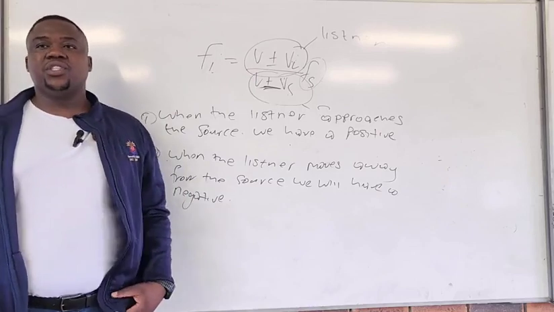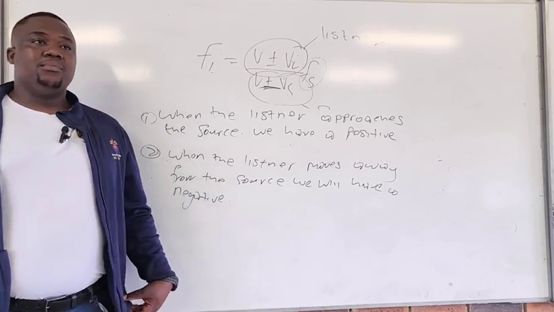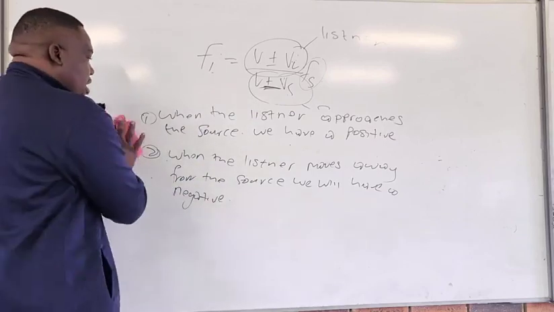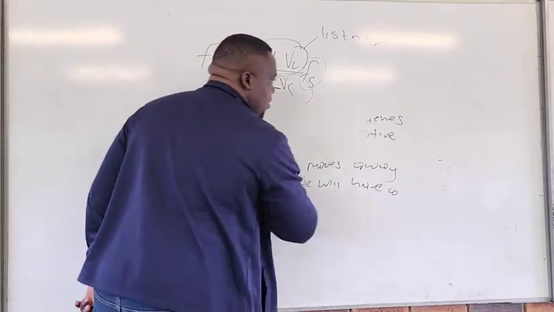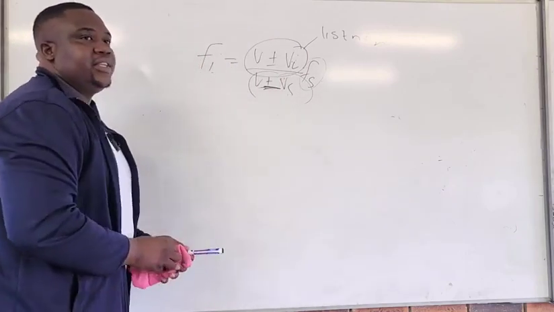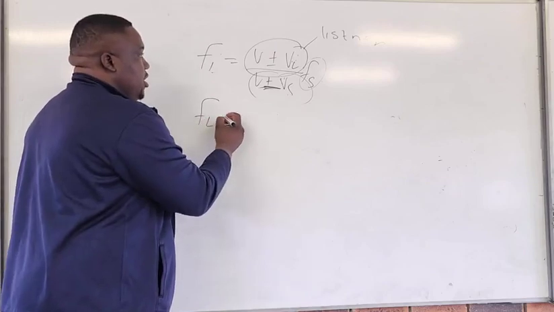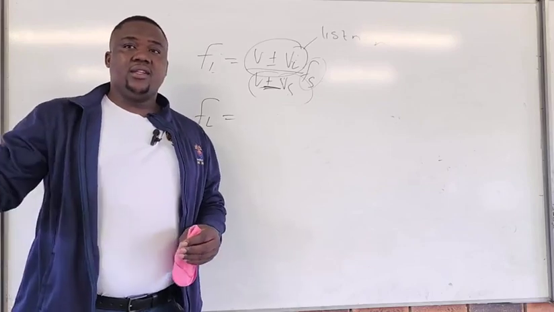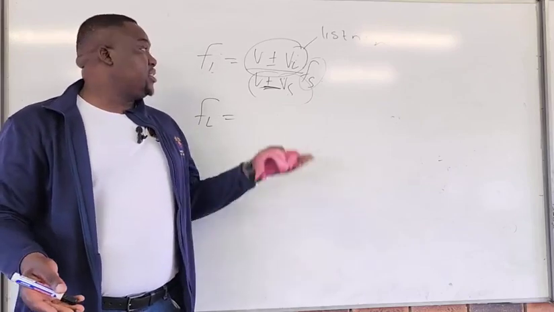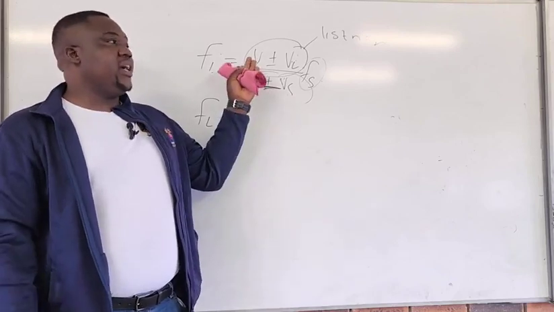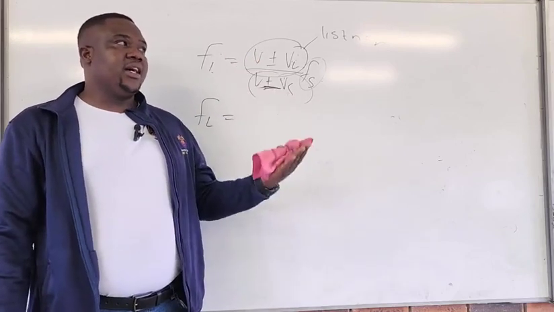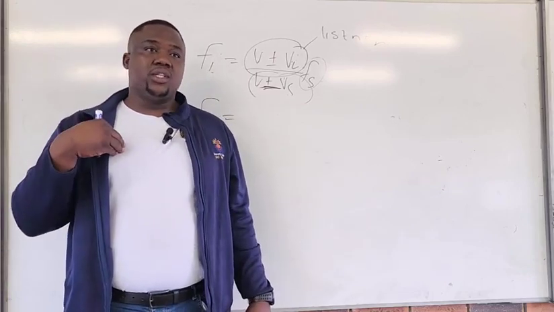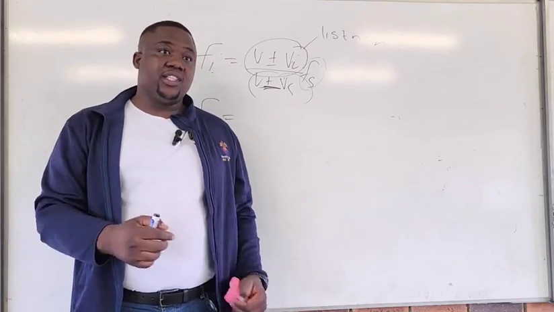We are avoiding a situation whereby you lose a mark because of making some mistakes. Copy the formula as it is. Okay, let me tell you, if they say the source is stationary, then I mean the listener. Let me start with the listener. If they say a listener is stationary and the source is approaching the listener, the source is approaching a stationary listener.